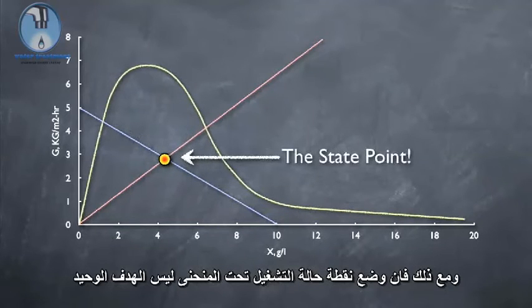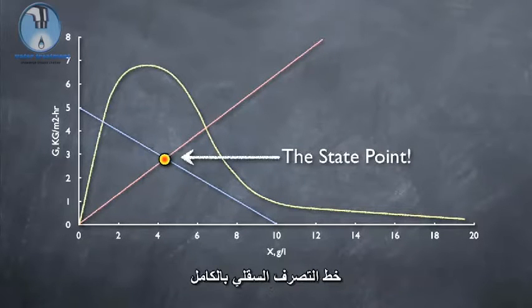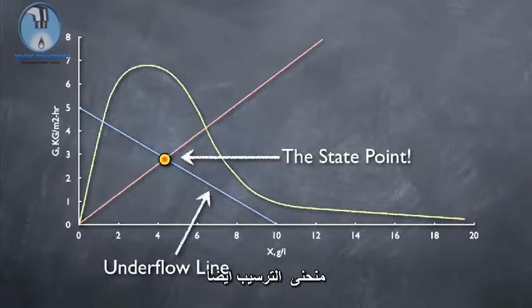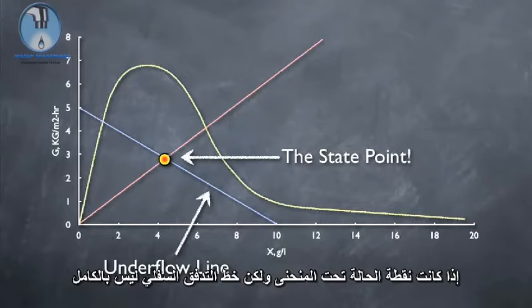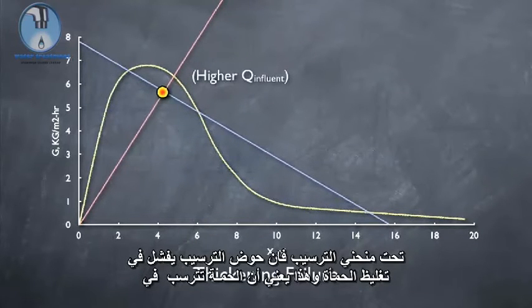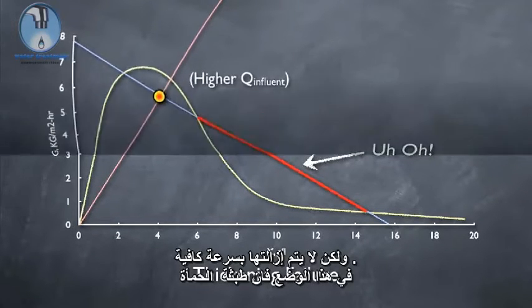However, getting the state point under the curve isn't the only goal. In order to ensure proper thickening of the sludge, we want to make sure that the entire underflow rate line to the right of the state point falls under the settling curve as well. If the state point is under the curve but the entire underflow rate line isn't, the clarifier is failing in thickening. This means that sludge is settling in the clarifier but isn't being removed fast enough.